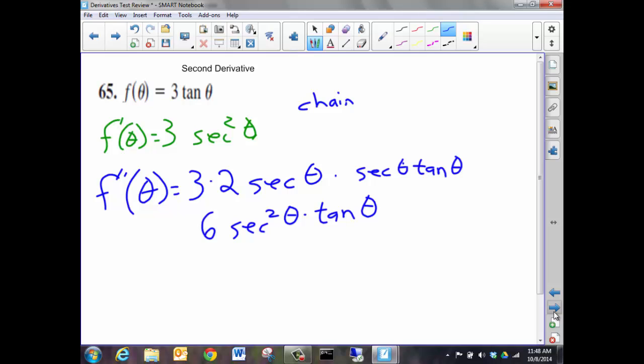Feeling good, feeling good. Yes, my apologies. I'm using the chain rule, so I bring the 2 down, secant to the first, but then I've got to find the derivative of secant, sec tan. Then I can do secant times secant is secant squared. And the 3 times the 2 gives me the 6. With me there? So we went from tan to sec squared to sec squared tan. I wonder what would happen if you took the derivative again. Let's don't go there and find out. Let's don't find out right now.